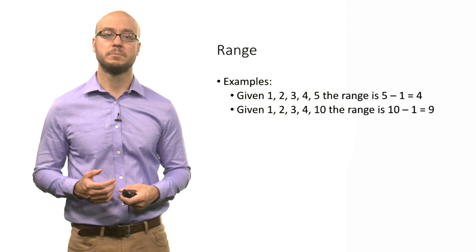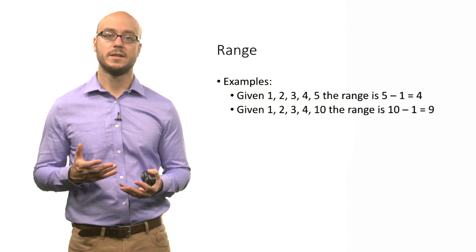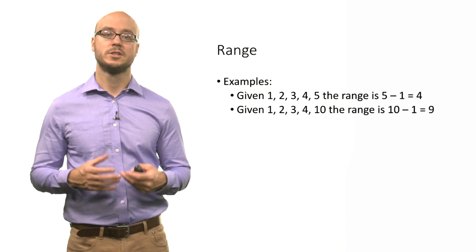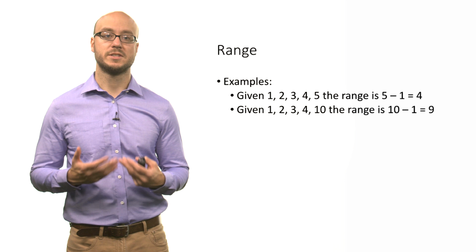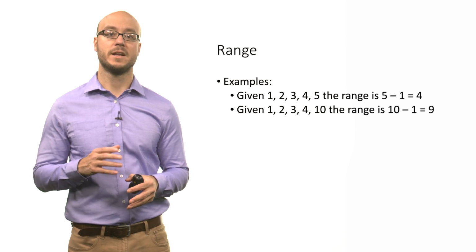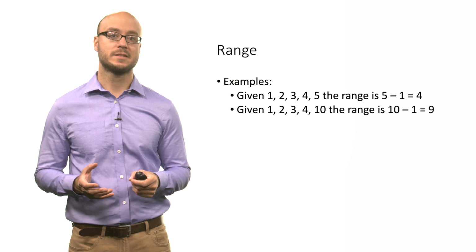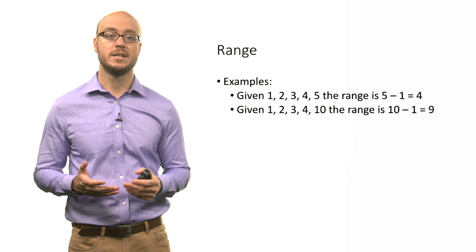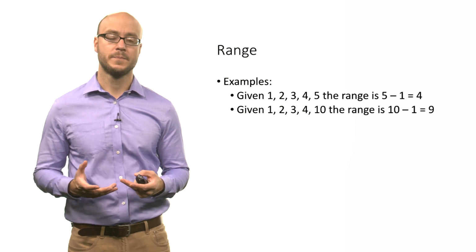So let's look through an example. Suppose you have a small set of observations of 1, 2, 3, 4, and 5. So you have 5 observations with these values. The range is simply the max value minus the minimum value. So the maximum is 5, the minimum value is 1 for that first set of observations, and so the range is 5 minus 1, or 4.